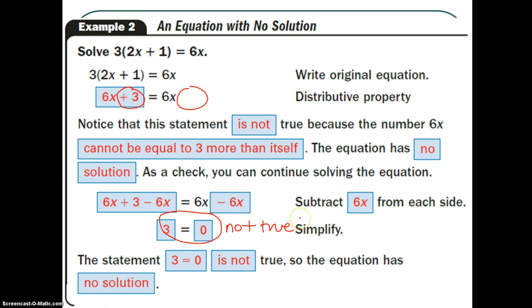No solution will be when you solve it or you simplify, it does not make sense.